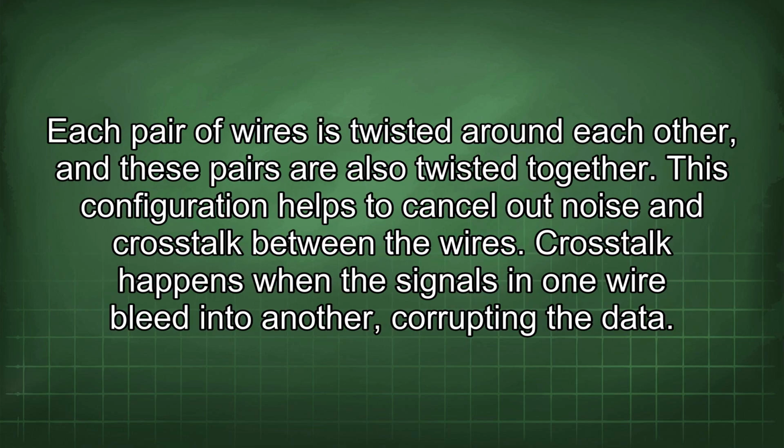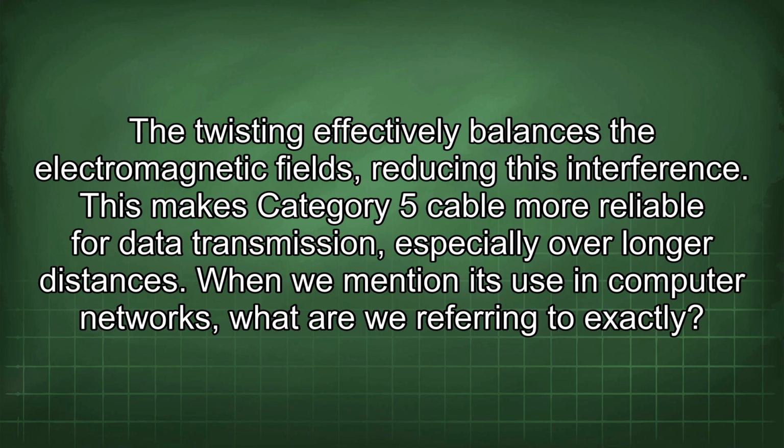Each pair of wires is twisted around each other, and these pairs are also twisted together. This configuration helps to cancel out noise and crosstalk between the wires. Crosstalk happens when the signals in one wire bleed into another, corrupting the data. The twisting effectively balances the electromagnetic fields, reducing this interference. This makes Category 5 cable more reliable for data transmission, especially over longer distances.